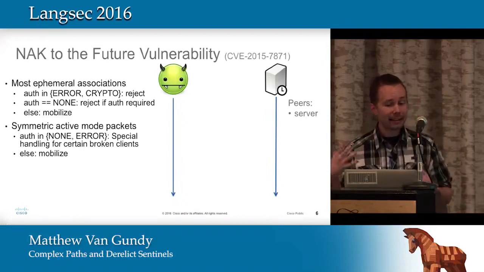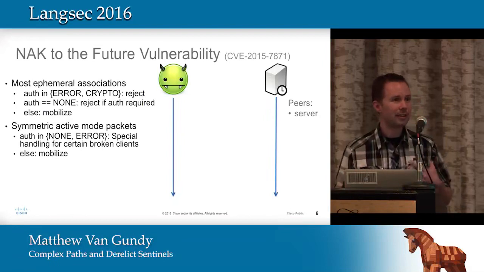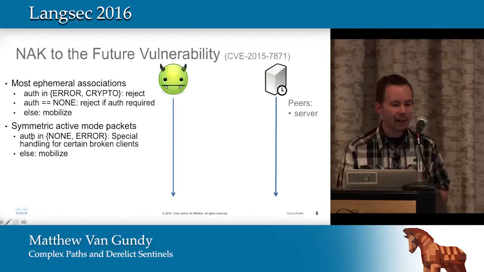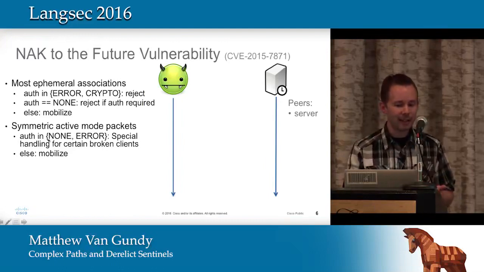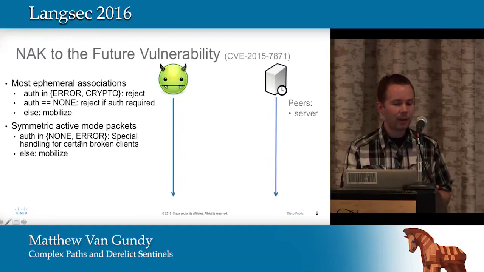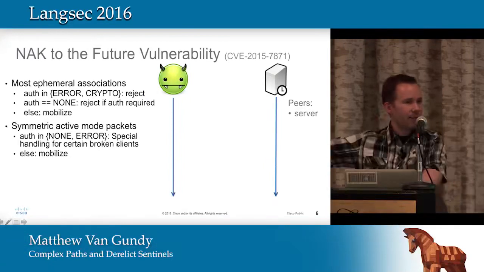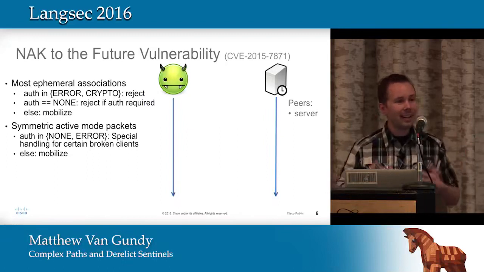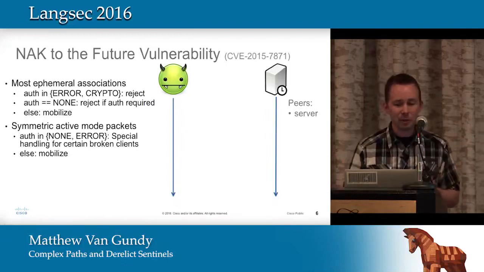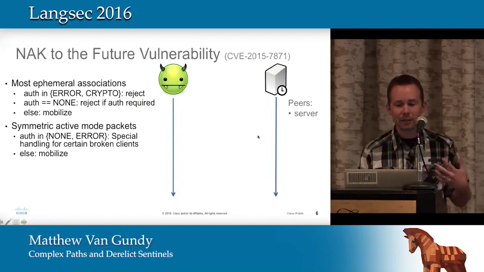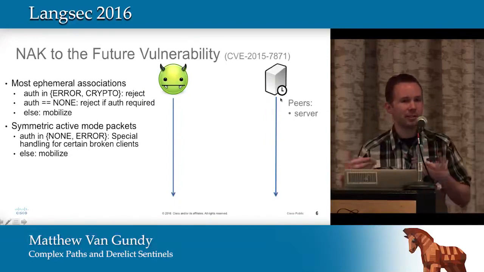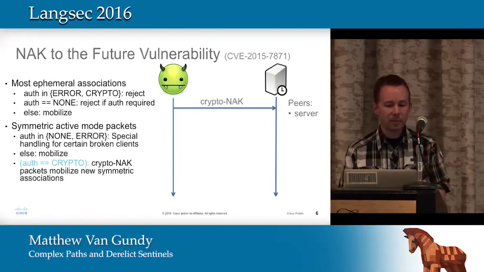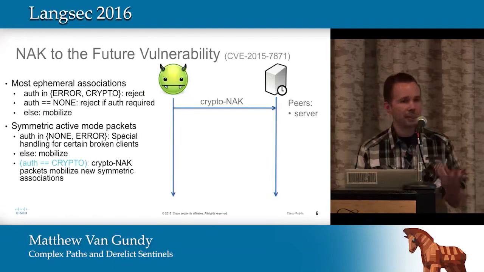Unfortunately, for symmetric active mode packets, they introduced some additional logic to try and maintain compatibility with some broken clients. Basically, they said, all right, if authentication is not enabled or error, we're going to fall down into the special code for special clients. Otherwise, mobilize an association. And they forgot to cover the crypto NAK case, which means that all an attacker has to do to induce a victim to set up an association and synchronize time with it is send them one of these unauthenticated crypto NAK packets, and it'll set up this association.